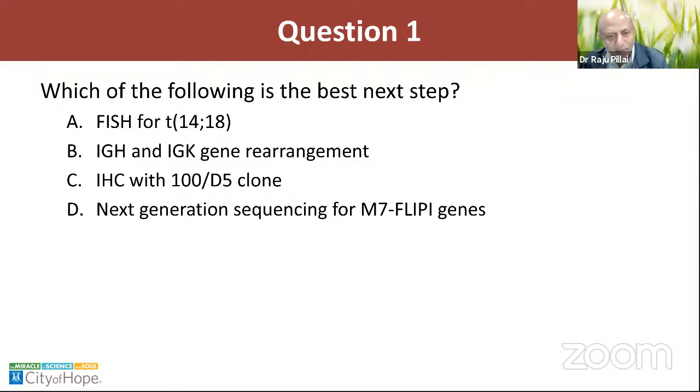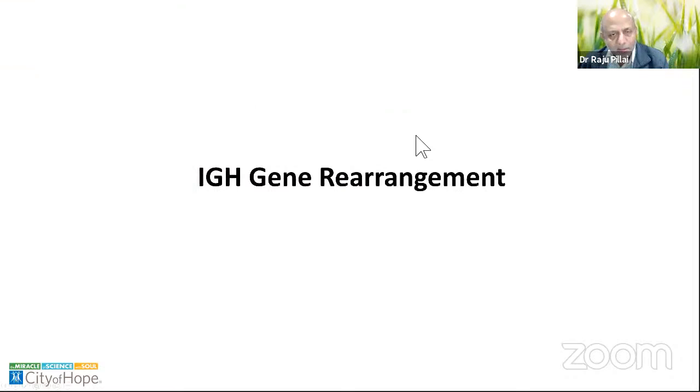The M7 FLIPI genes is more of a clinical trial at this point. This is a set of 7 genes, epigenetic genes mostly, that are used for predicting the prognosis of follicular lymphoma. That is only done in the setting of a clinical trial. Okay, so moving on. This would be a good time to segue into IGH gene rearrangements.